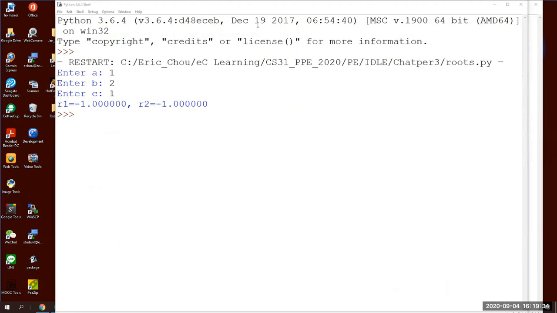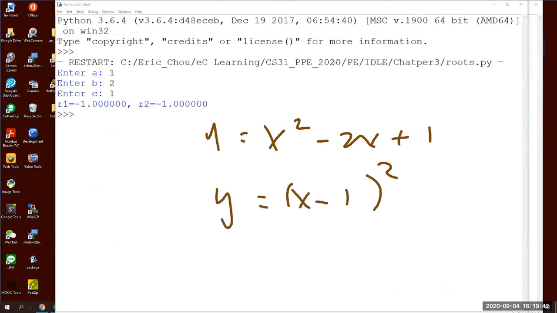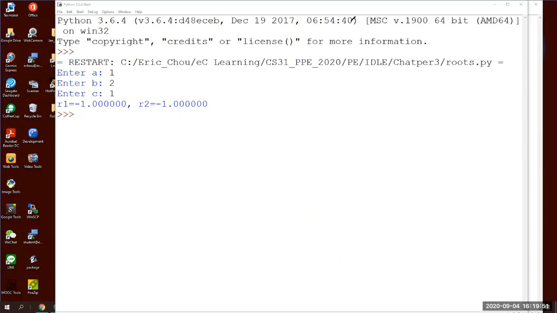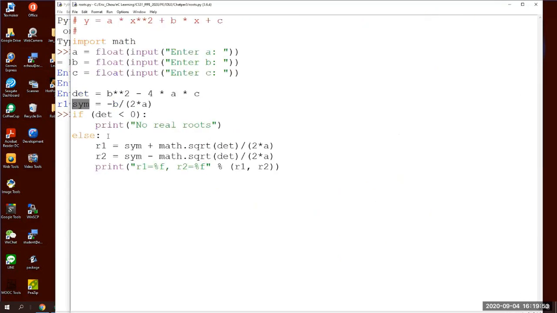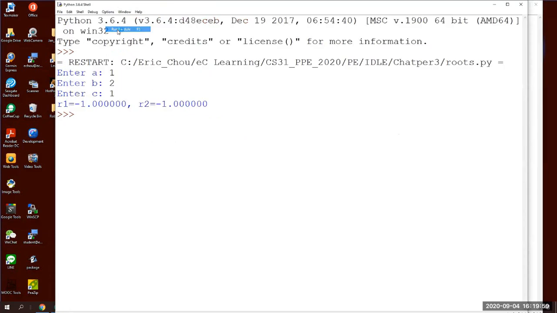So that actually is x squared plus 2x plus 1, okay? And it will be x plus 1 squared. And when this equals 0, x should be minus 1. Double root, okay? We do not detect the double root condition, but it doesn't hurt. You still have this. Okay, let's try to run again.